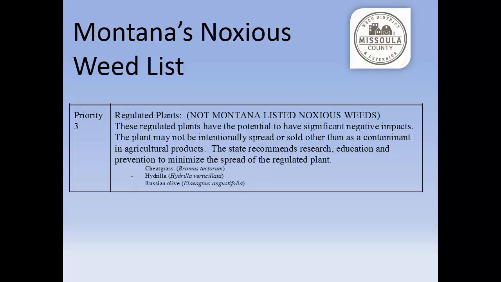And from that, we move to a priority 3 list, and these are not actually listed noxious weeds, these are regulated species. And a lot of times this list comes together to stop the sale of these plants and to be able to put money from the Department of Agriculture towards research of these plants. So that's why cheatgrass is on there, Russian olive is on there, that's the newest one listed as a regulated species, so that it no longer can be sold.